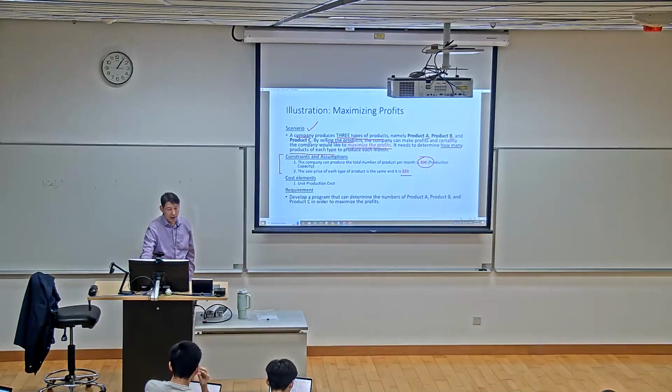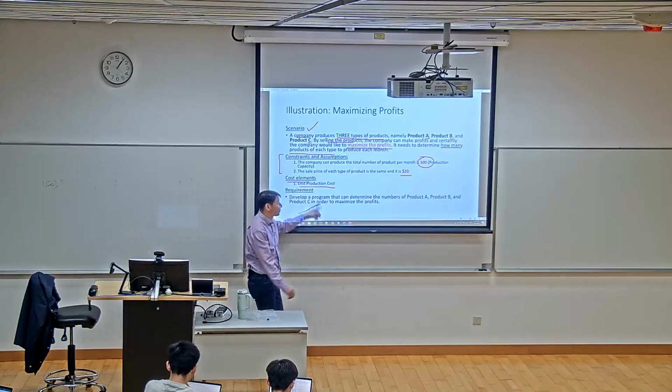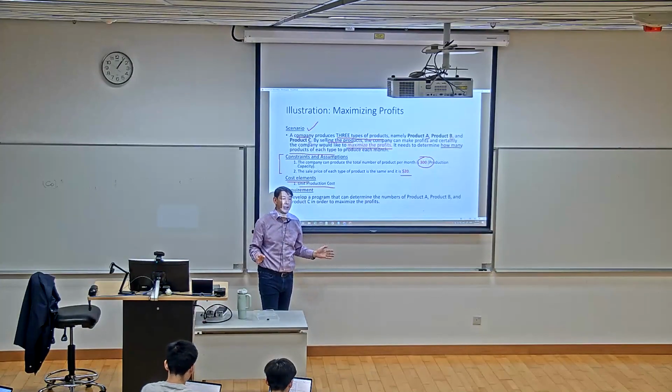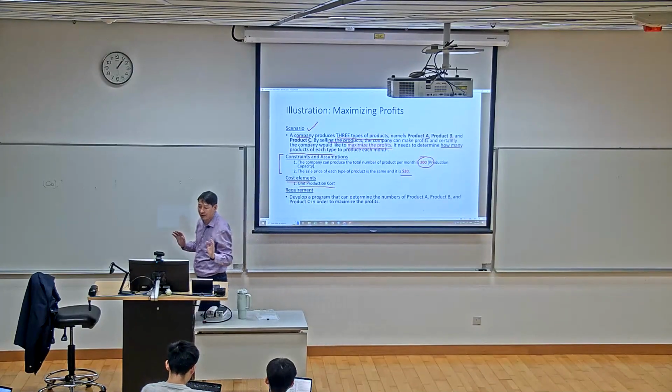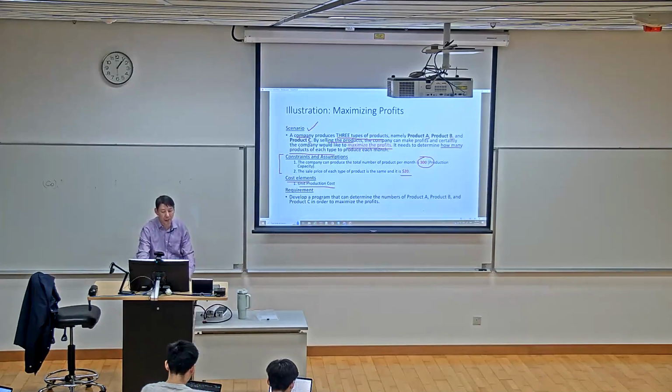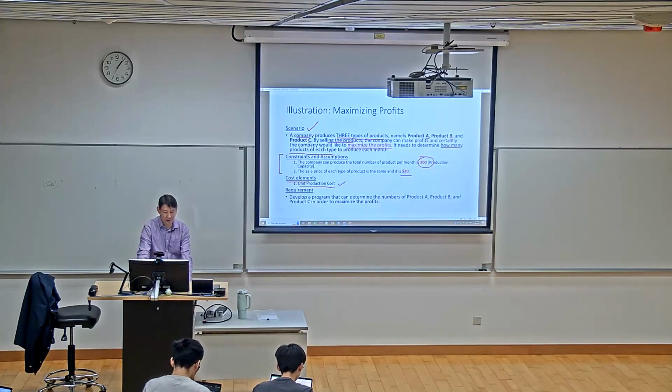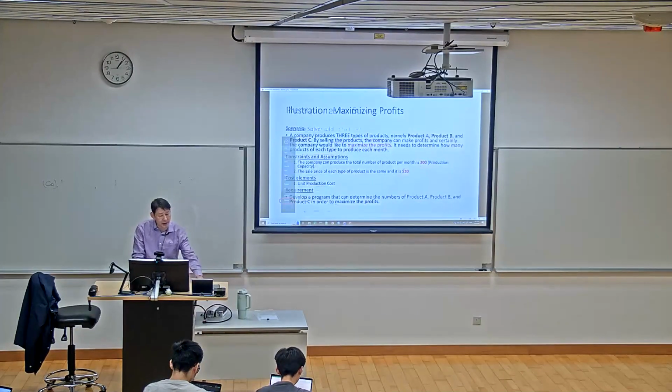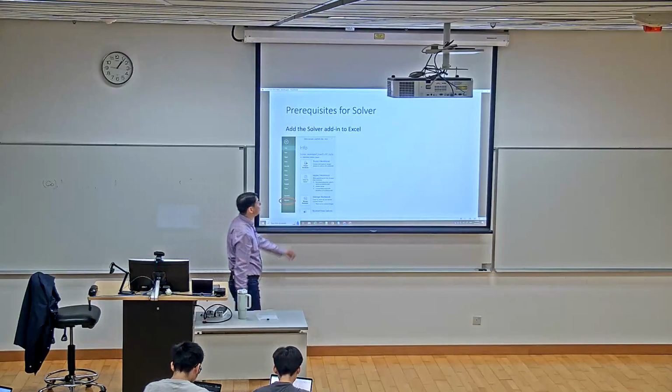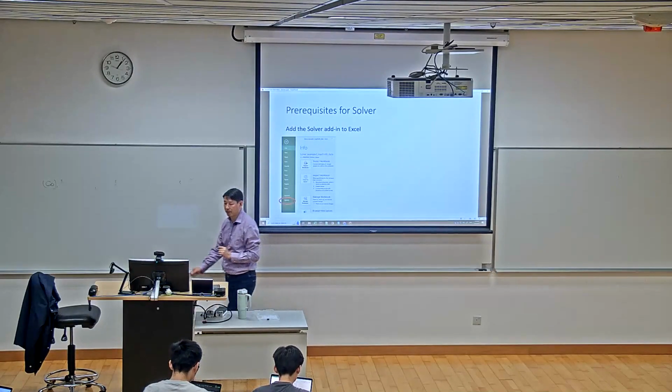The cost elements are very simple. This example has only production cost, nothing else. Equipment, resources, and labor are not part of the considerations when we maximize the profits. This is for demonstration purposes. So we're going to develop a program to determine the number of A, B, and C in order to maximize the profit. Something simple. But before we do this, let's set up Solver first.